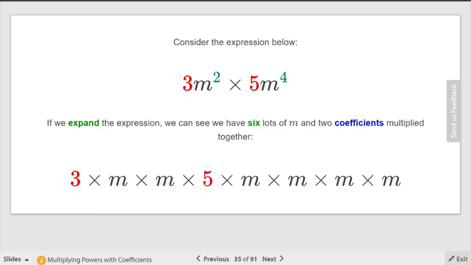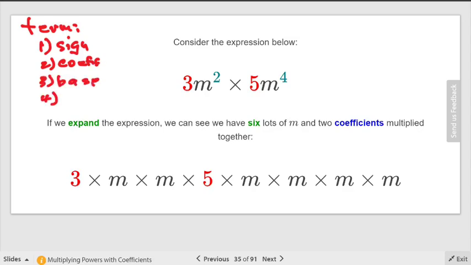Because remember the 4 parts of a term? What are they? Sign, coefficient, base, and exponent. And you always deal with them in order. So, always determine the sign first, but all of these are positive. When you multiply with positives, you get a positive. But it could be a negative. What's a positive times a negative going to give you? A negative. Remember, we've talked about the sign rules.